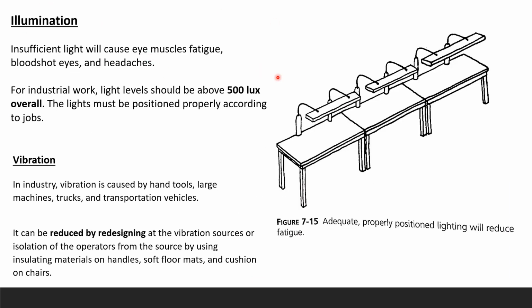So for illumination, the standard for industrial work, we're looking at 500 lux overall. So the light must be positioned properly according to the job. Why? Because insufficient light is going to cause eye muscle fatigue, bloodshot eyes and headaches. We don't want anybody to suffer that. So we're going to set the environment with the right illumination for the job.